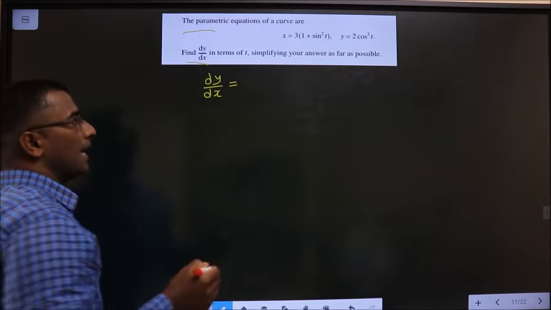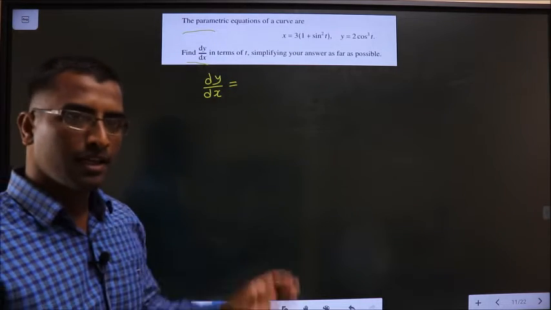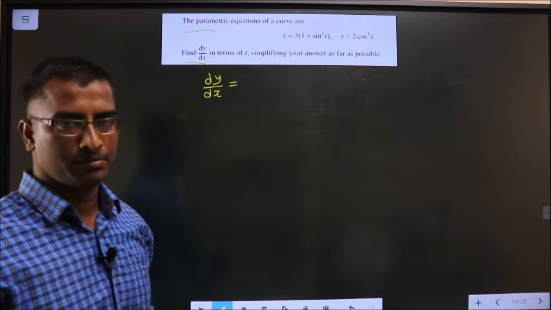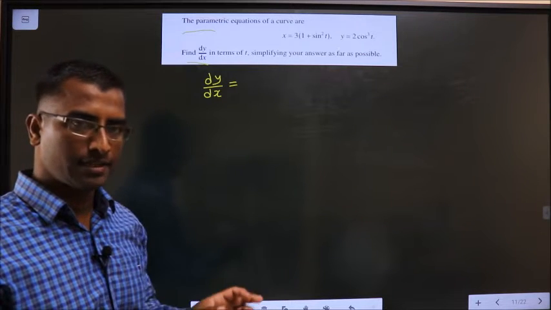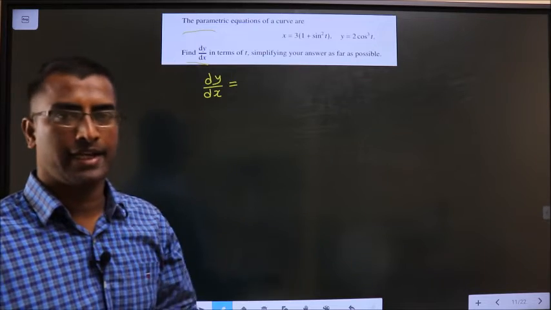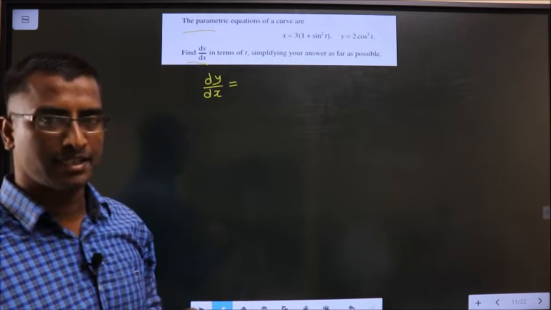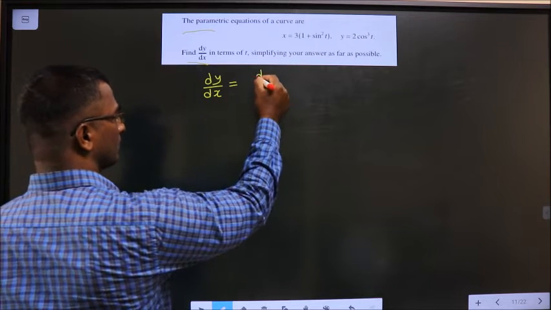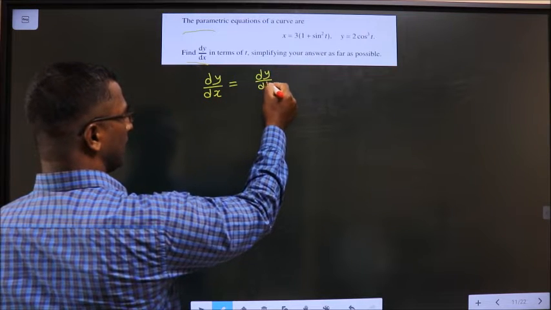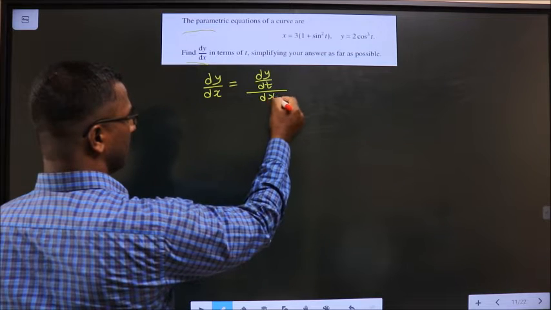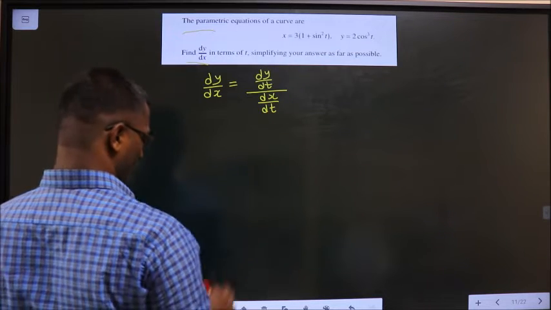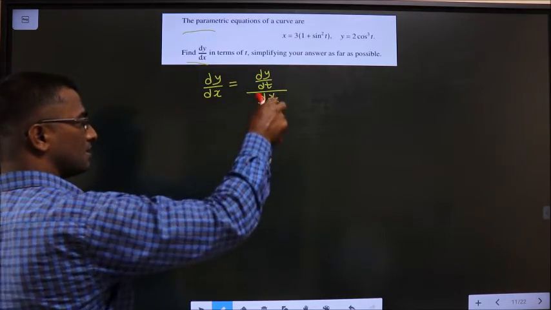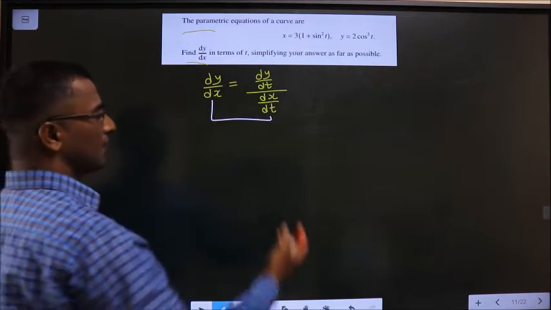The situation here is x and y are in terms of some other variable, which is t. Clear? x and y are in terms of some other letter t. In these cases, the dy by dx will change to dy by dt by dx by dt. What I am trying to tell is, in place of this, even this, they both are the same.